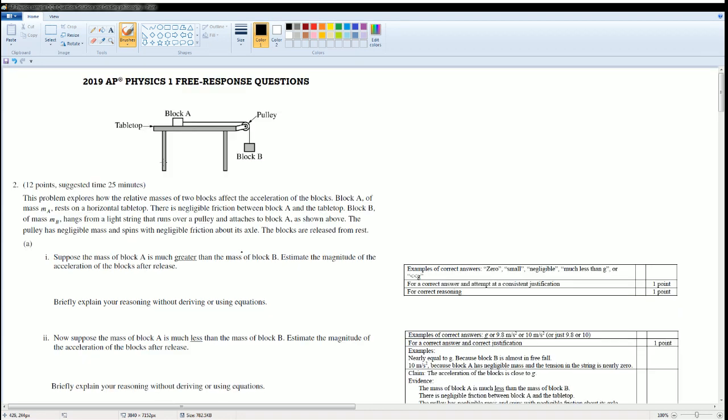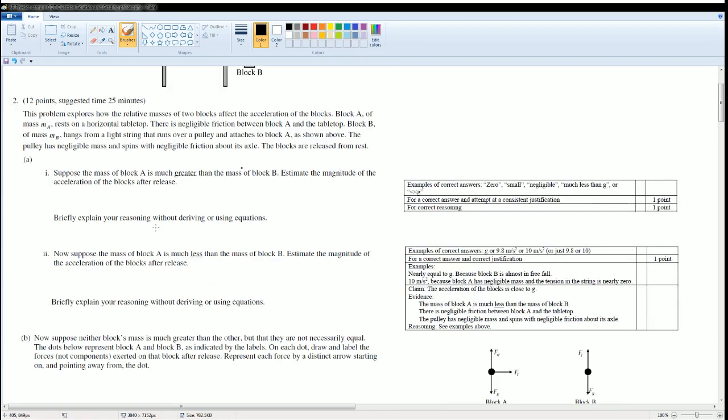Looking at this scenario, we know that this comes from the force section. The first question is worth 2 points here. It asks this question, but look at the way it's graded. You get 1 point for a correct answer and attempting a consistent justification, and you get the other point for the correct reasoning.